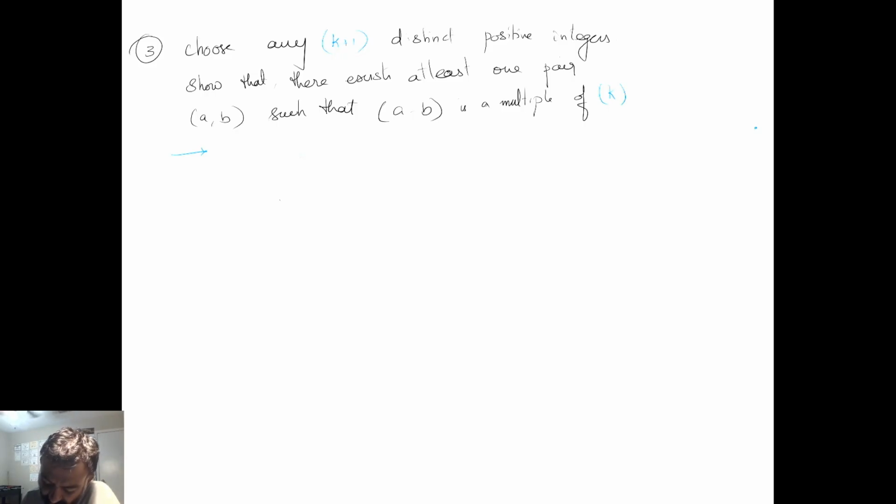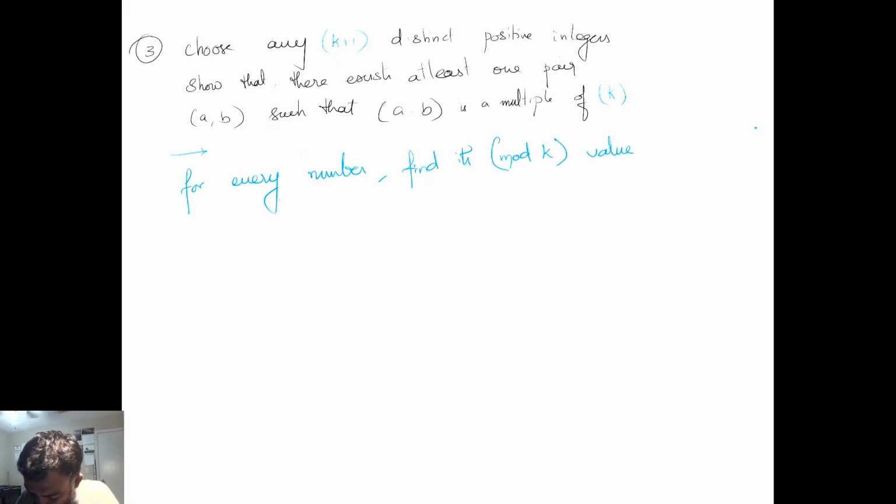So what I'm going to do essentially is, for every number, find its mod of k value. Then you will have 0, 1, all the way up to k minus 1. So these will be the possible values for the remainders, right? The remainders can only be between 0 through k minus 1. So how many buckets are there? There are k buckets.